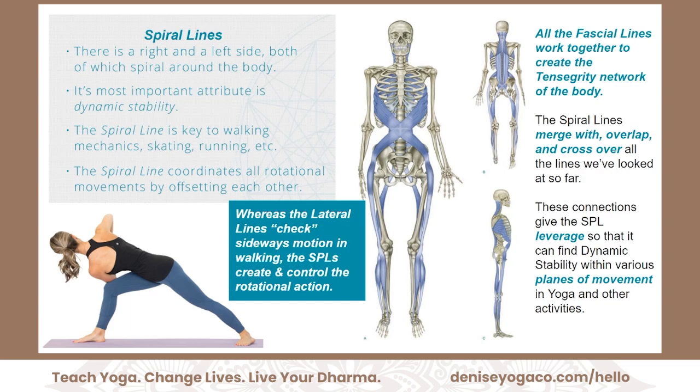Okay, let's start looking at the spiral lines now. Again, there are two spiral lines, a right and a left side. Of all the lines we've done so far, these ones are a little bit more complex to map out on the body. So just think of it this way: you have spirals and loops and crossovers in this line. You can see the right and left lines are crossing over in the front of the body. They cross over again at the back of the body, and they loop around the foot.